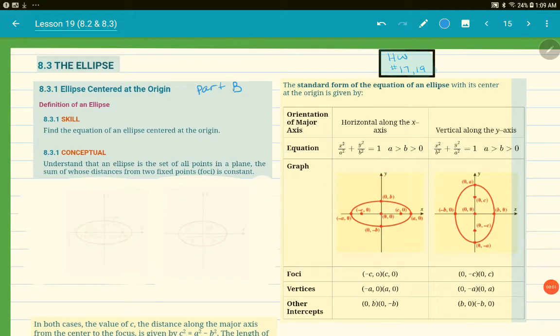Finishing up 8.3.1, in part A we talked about how to find the graph from the standard form of the equation, which we looked at here. And now I want to show you how to get that equation into that standard form. There's something else you need to understand about these foci that are at plus or minus C. We didn't talk about C yet.